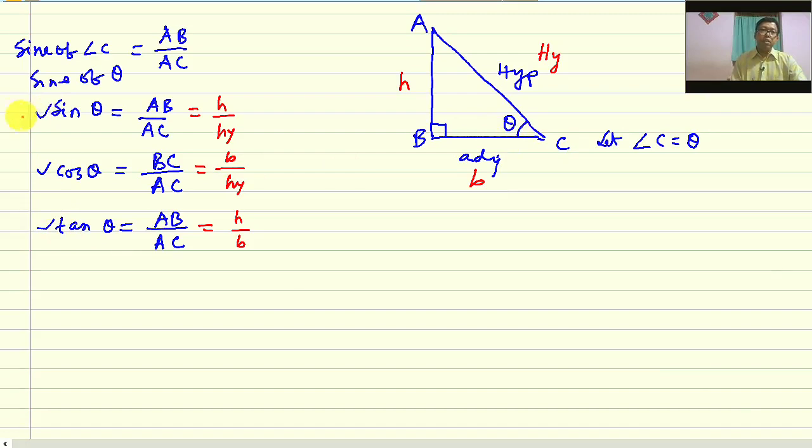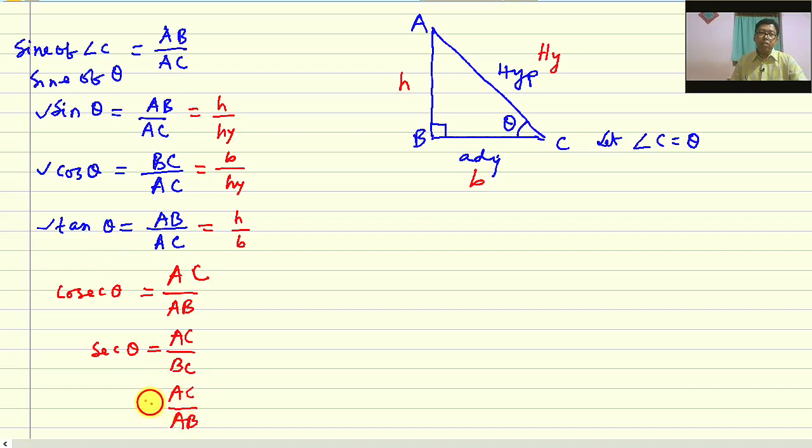Now these three ratios are the basic ratios, and the reciprocals of them are respectively as follows. AC upon AB is known as cosec theta, the reciprocal of sine theta. Next, BC by AC is cos theta, its reciprocal is AC upon BC, which is sec theta. And the last one, AB upon BC is tan theta, so BC upon AB is cot theta, cotangent.